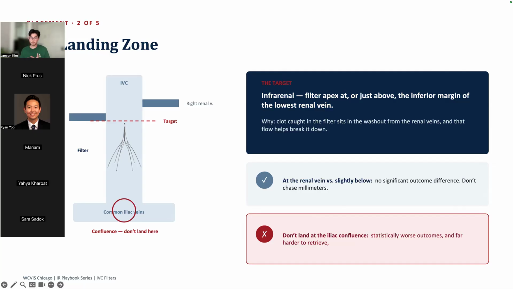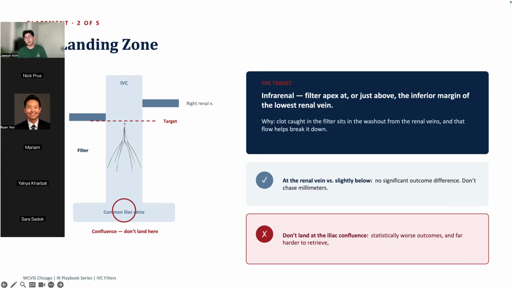To be fair, the studies show that there isn't really a big difference between placing it right at the renal vein versus a little below. So you aim for the target, but you don't have to necessarily be there by the millimeter. What you do want to avoid is this very bottom here, where the common iliac veins join together to form the vena cava. And there are two reasons to stay away from there. First, the outcomes are worse when the filters are that low. And second, they're just a lot harder to remove because they're just so far from where you started.